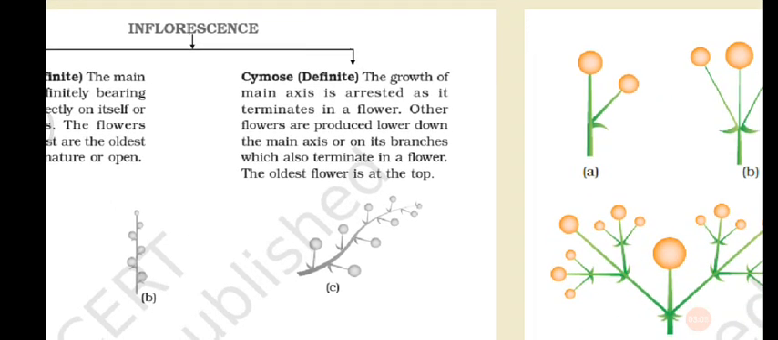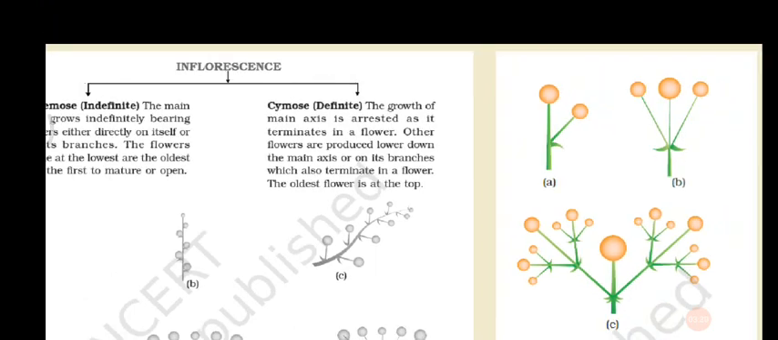You can observe this diagram here. Look at this, older flower at the apex, younger flower at the base. Such type of arrangement we are going to call cymose. Remember, in case of cymose, peduncle growth ends with a flower or terminates with a flower, and it has a basipetal succession where younger flower at the base, older flower at the apex. Okay, this is nothing but inflorescence.